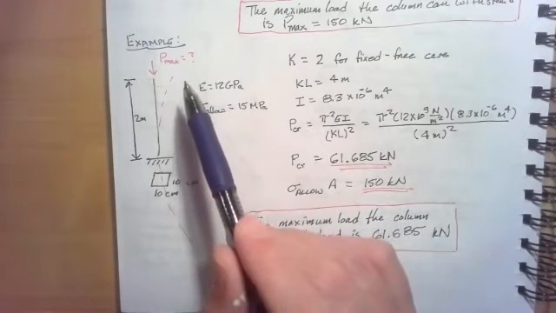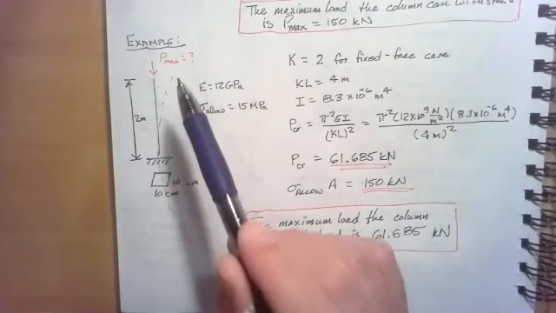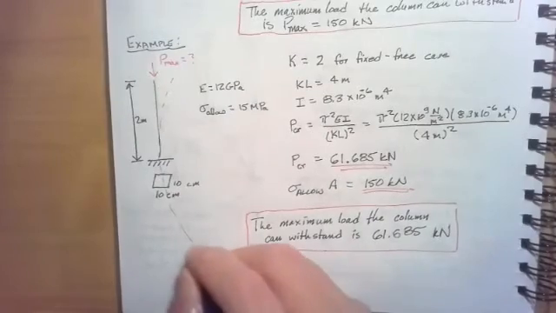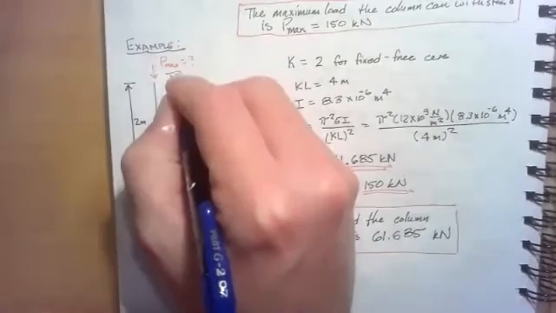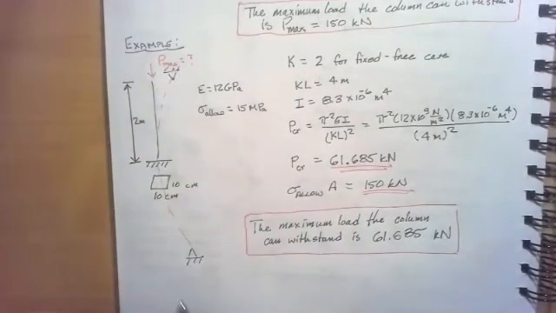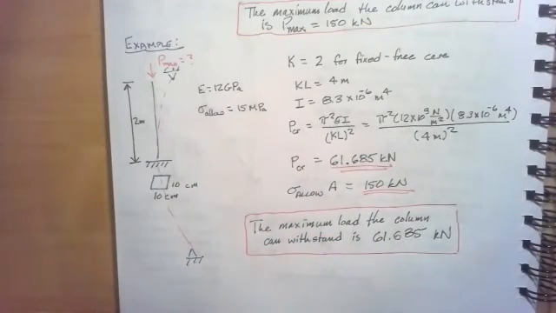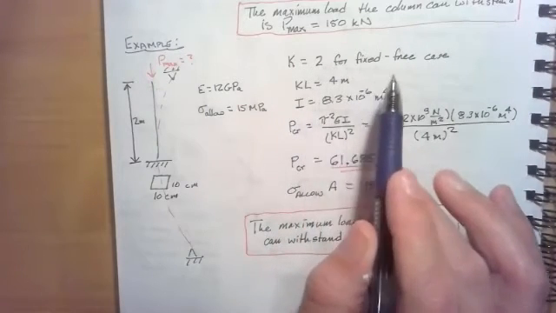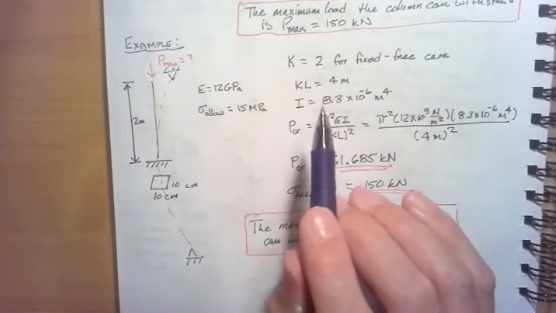Now remember, for the case where we have the fixed free condition, we have to think about the column deforming this way, and it's sort of like we have the pinned case like this. So it's like the column would be equivalent to a pinned column that is twice as long, so the effective length factor K is equal to 2 for the fixed free case. So KL is equal to 4 meters.